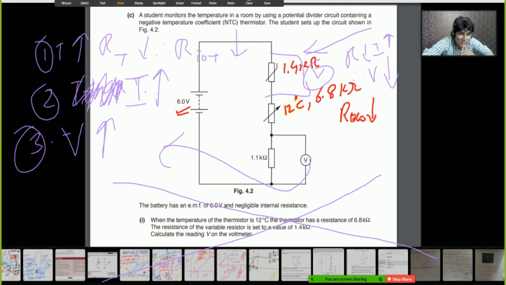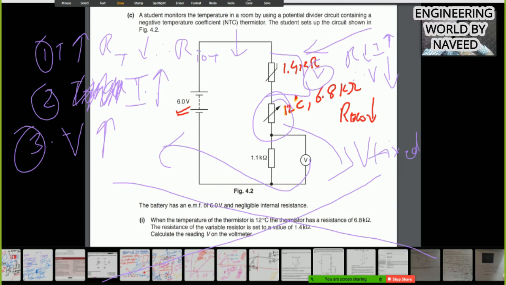Okay, voltage across transistor will get decreased. Okay, you keep the voltage fixed.